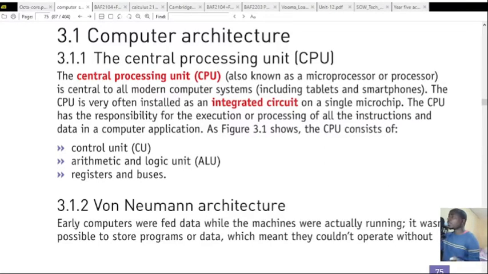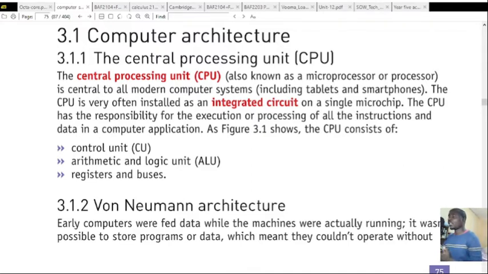Hello, today I want us to learn about computer architecture. We are going to look mainly at the central processing unit, which is also known as the microprocessor. We are also going to look at von Neumann architecture and how it has impacted the current microprocessor designs that we have in both our smartphones and mainstream computers.